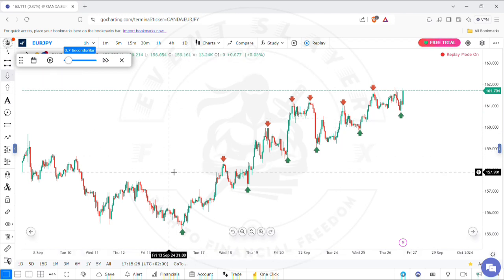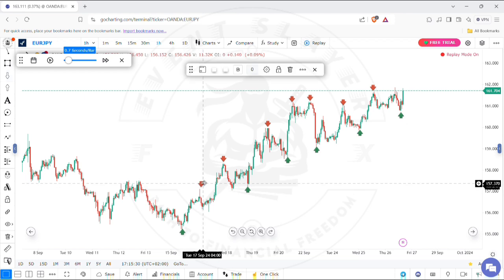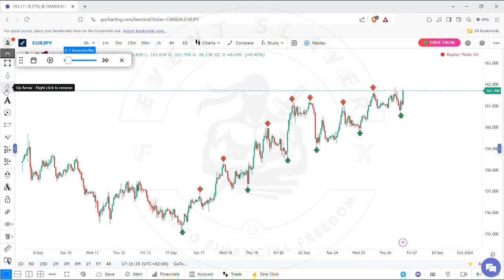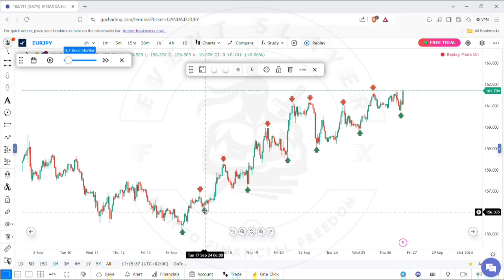This strategy works almost everywhere, in gold, aka XAU USD, in Nasdaq, in Euro per USD, and all other currency pairs.